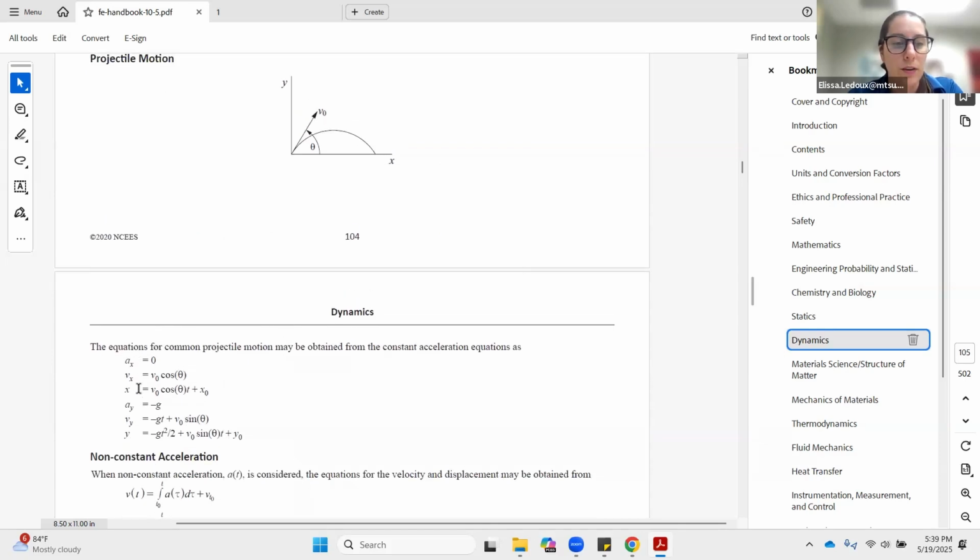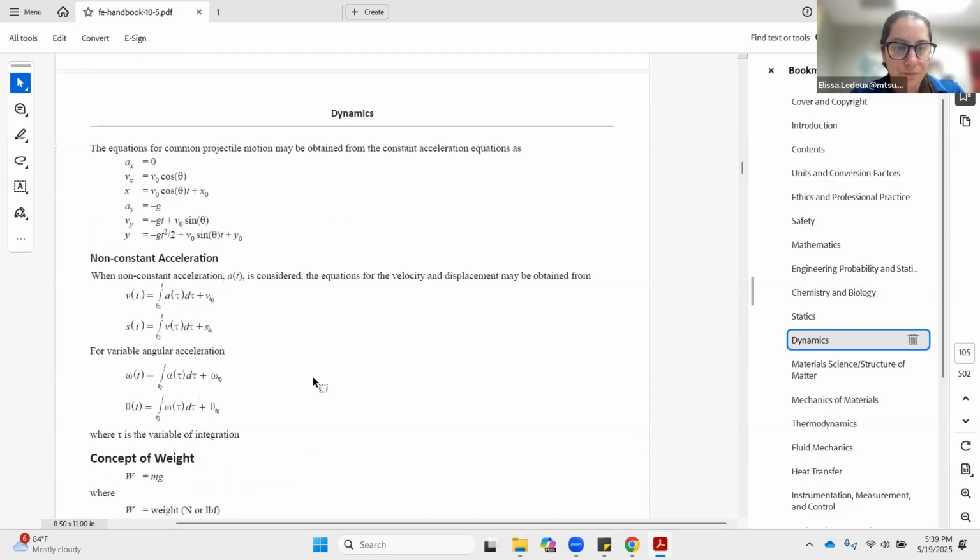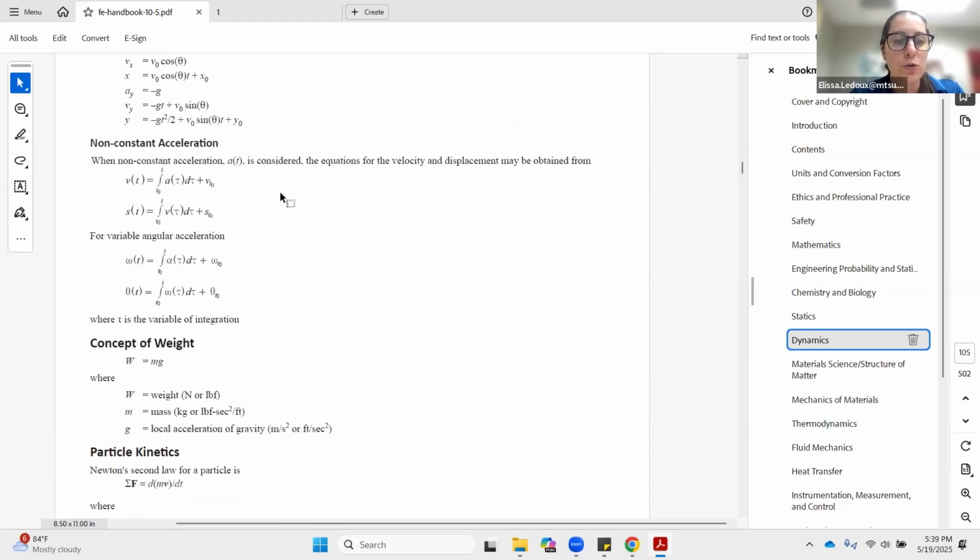So talking about projectile motion, since acceleration is only in the y direction, we can decouple the axes and use constant acceleration equations for y, constant velocity equations for x. Now, if you're in a situation where acceleration is not constant, then obviously you have to integrate acceleration to get velocity, integrate velocity to get position, and don't forget to add your plus constant at the end there and then solve for what the constant value is.